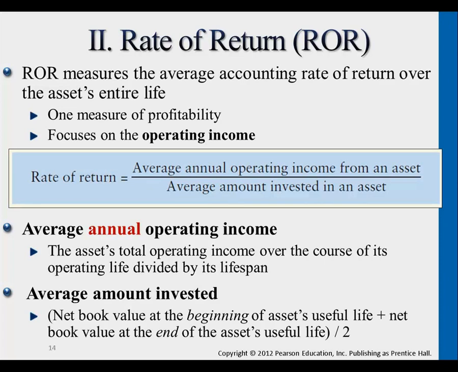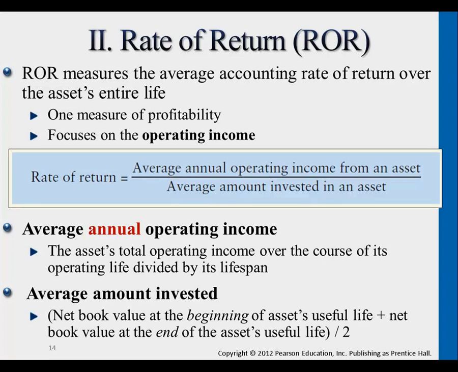Why does that equal the average amount invested? Well, that's how your rate of return is going to calculate. You're dividing one average by another. The first average is your annual operating income. We said that rate of return focuses on operating income, so you take the operating income derived from that asset and divide it by whatever average is invested. And that's how you find your rate of return.